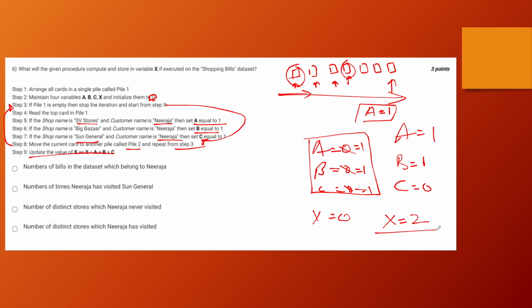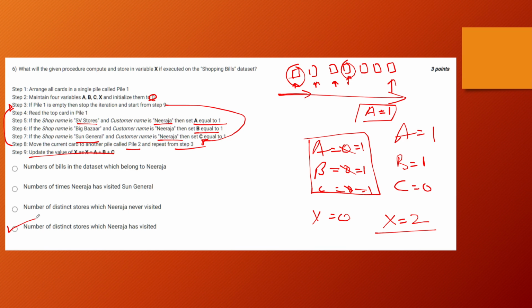It would just say that Nirja, throughout whatever time it took to take these observations, has only visited 2 of the 3 stores that are there in her vicinity. So the value X would represent the number of distinct stores which Nirja has visited, and which subsequently is your option number 4 in this question. So that is the correct answer to this question.